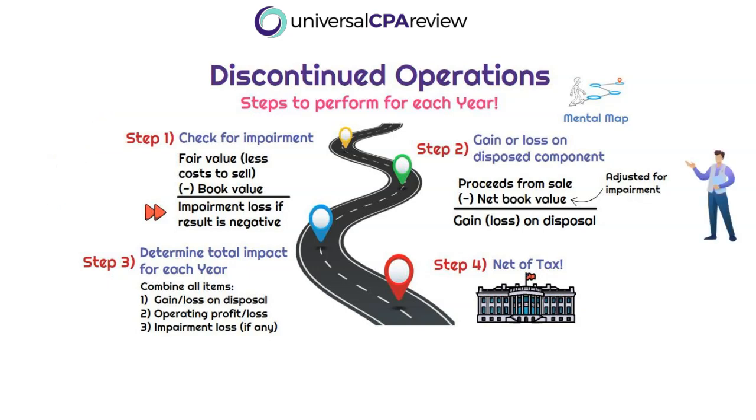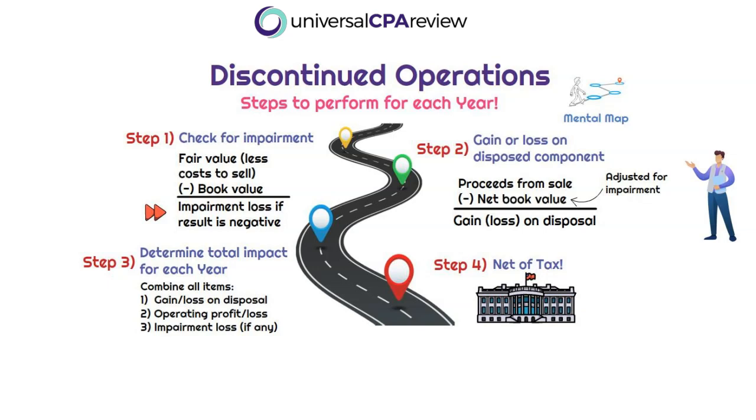Now in step 2, this is where we're going to calculate the gain or loss on the disposed division or component, right? And this may not be applicable if the division or component hasn't actually been disposed of in this year. So if it hasn't been sold, then we would skip this and move to step 3. But if it has been sold, the calculation is pretty simple, right? It's just proceeds from the sale, and then we subtract that net book value or the carrying value. And remember, this has been adjusted for any impairment from step 1. So that becomes basically our new carrying value or net book value on the balance sheet.